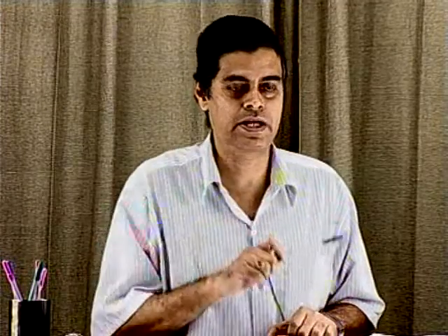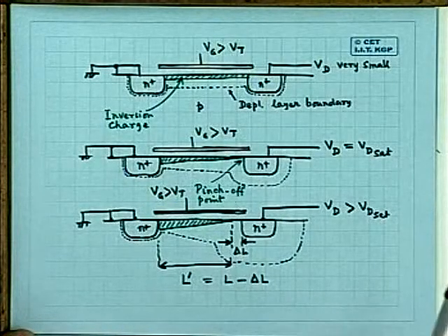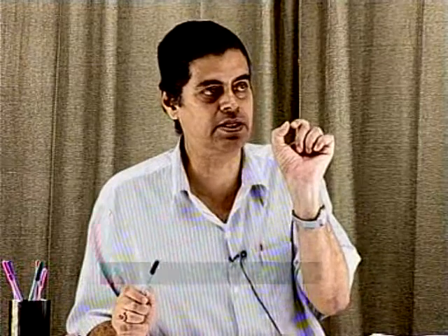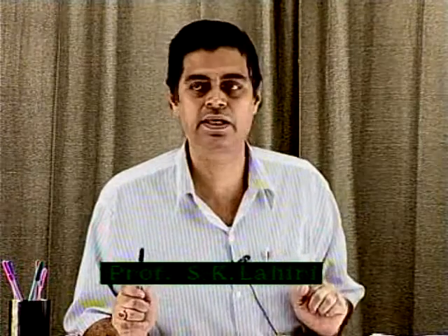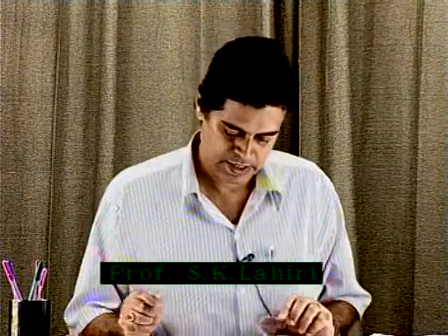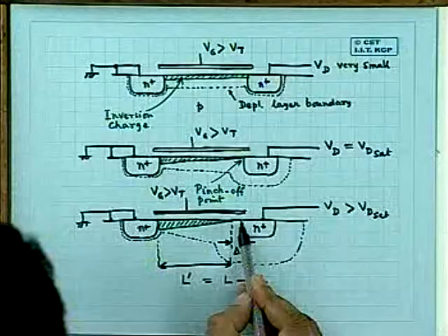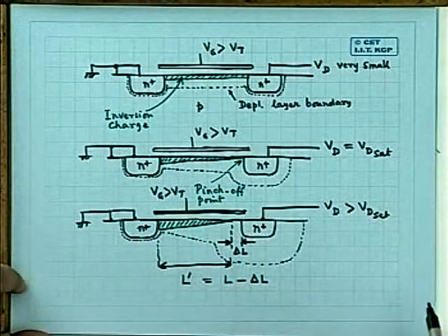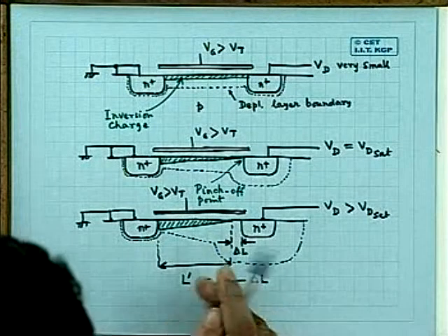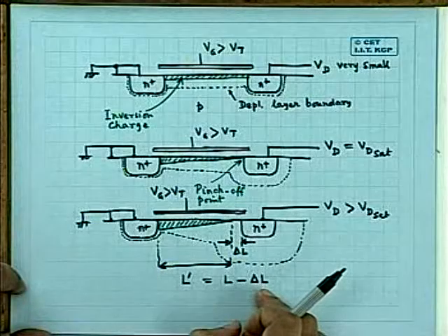So the entire V_D will practically drop across the pinch-off region. As a result, the electric field inside will be very, very high, and the carriers will travel at saturation velocity. Next, the case when V_G is greater than V_T, but V_D is now more than V_D sat. So the pinch-off point will shift from the drain edge a little bit to the left. So there is an effective length modulation, channel length modulation, which I call L minus delta L.